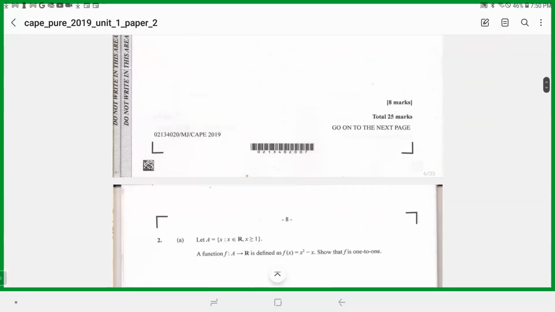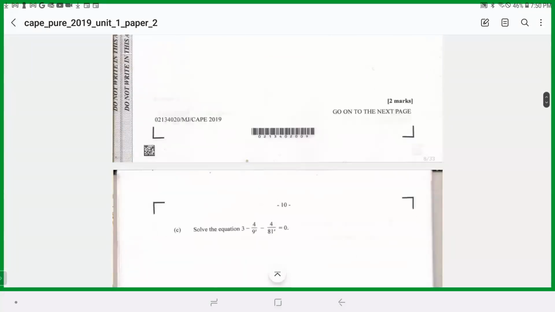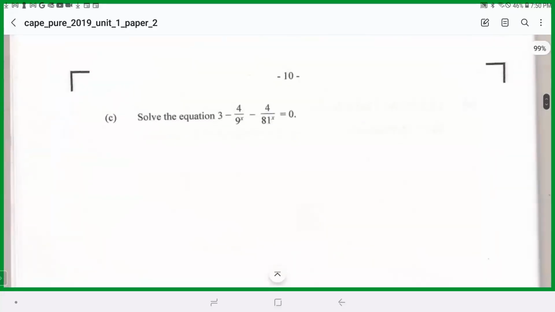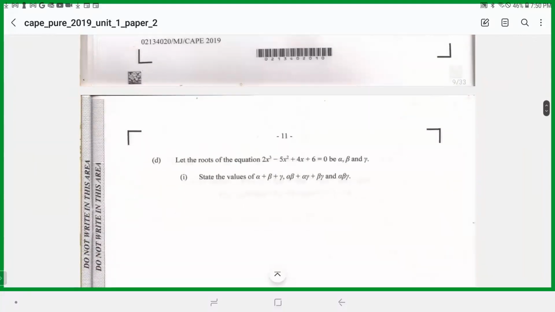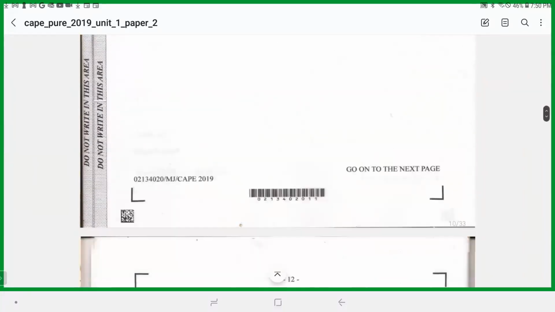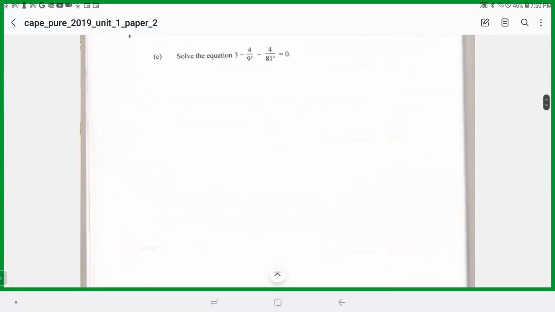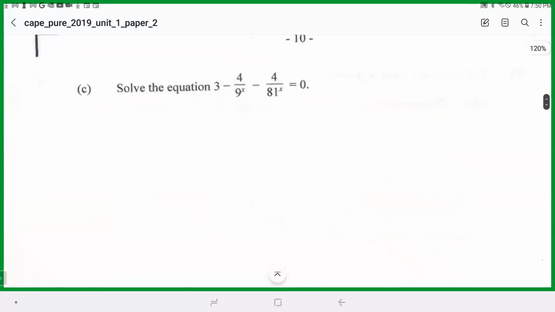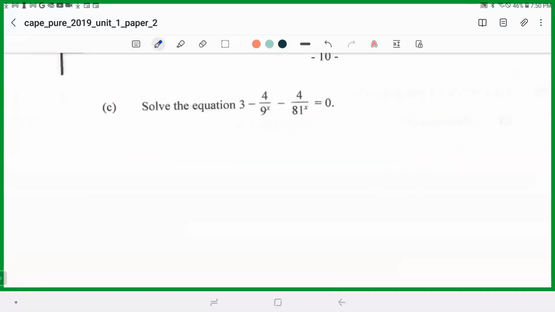Now there's no logs on this one. No logs on this one. No logs on this one. But we have this. This is an indices question. So we can do this one. We can do this one. We can do that one. We're doing surds, logs, and indices, so we can do this one.